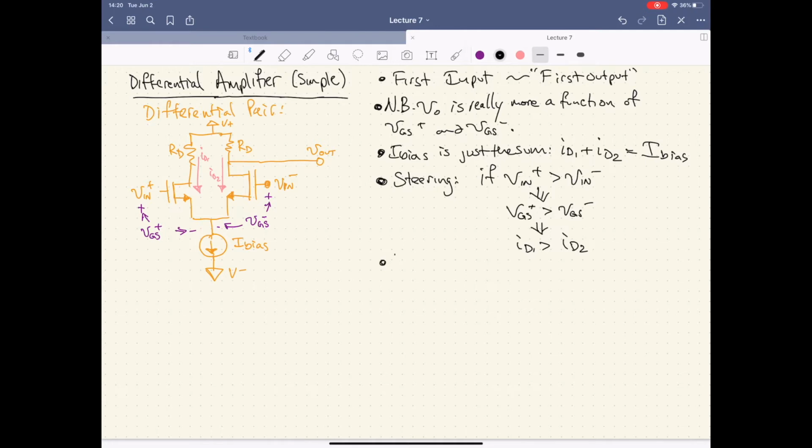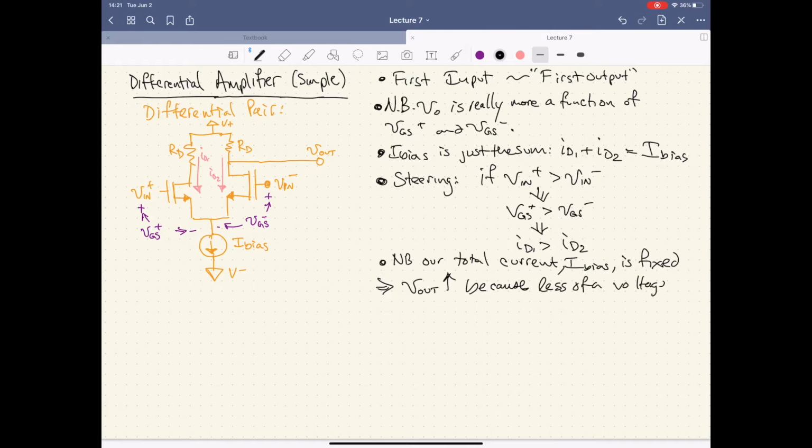Note that our total current, I bias, is fixed, more or less. Therefore, we have V out increasing as this difference here is increasing, because there's less of a voltage drop over RD. So you can take a minute here and kind of work some of this out for yourself if you like.